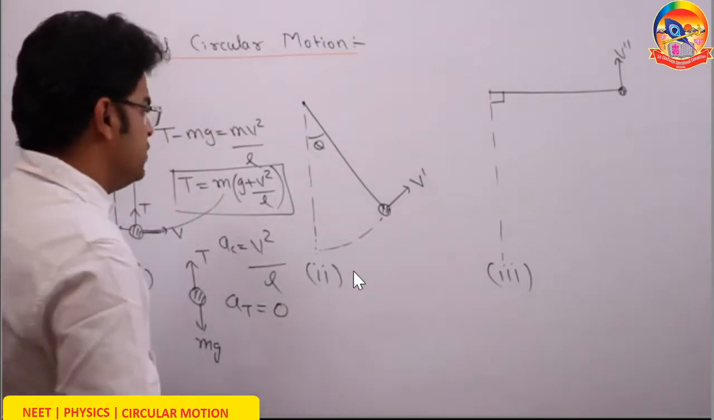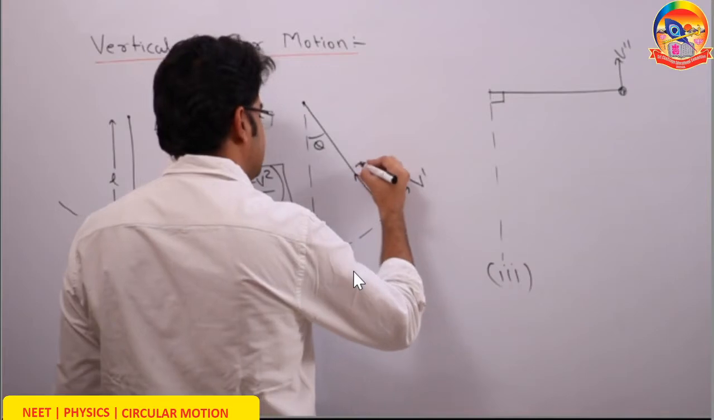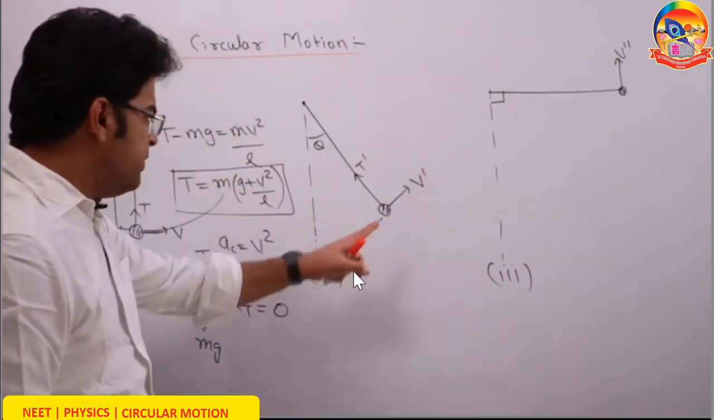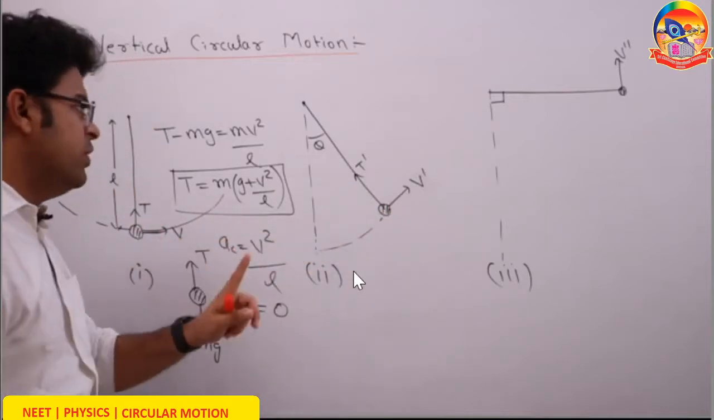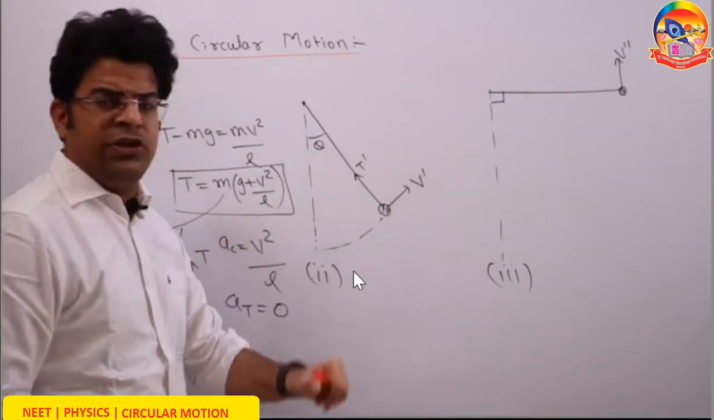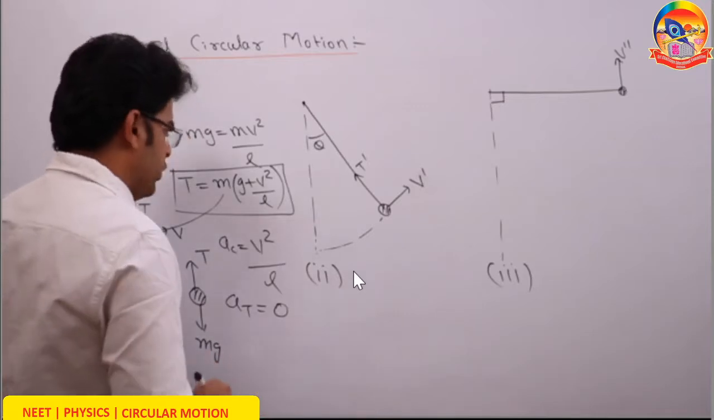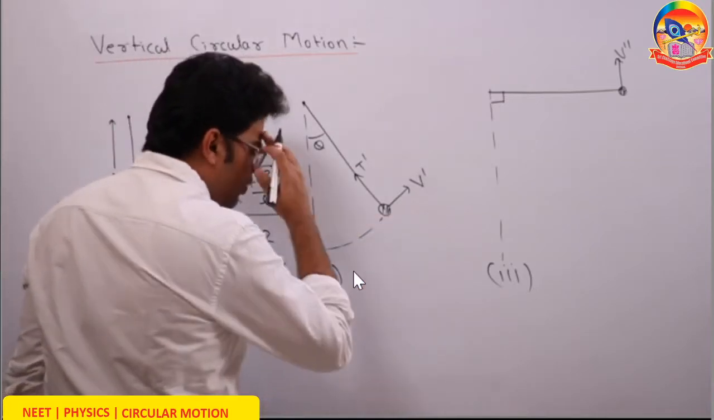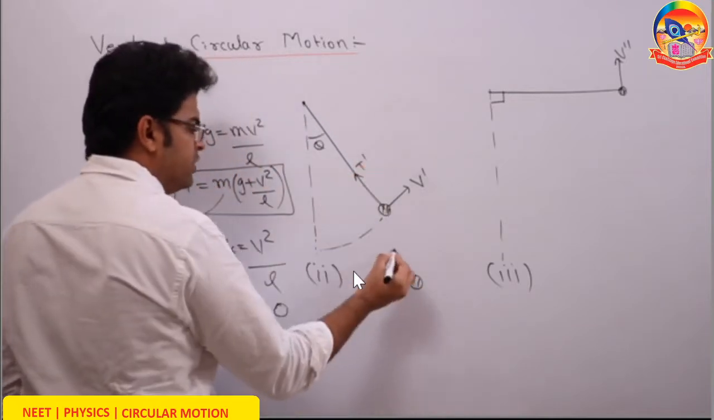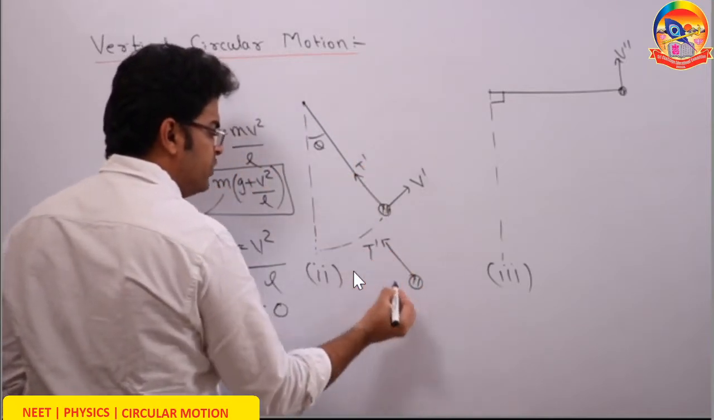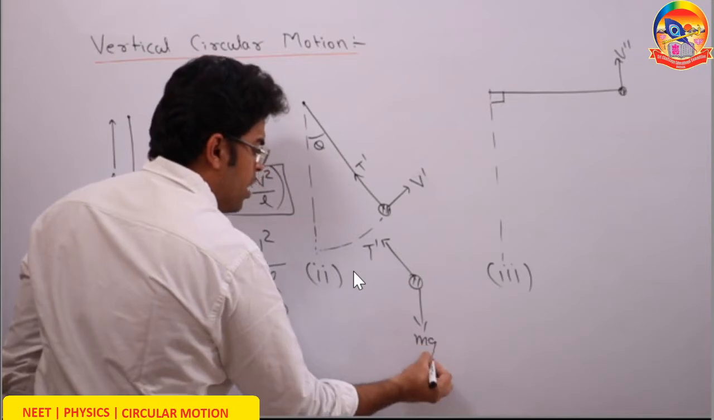Next case, now let's say the string makes some angle with the vertical. Now if you are asked what is the tension in the string at this position, let's call it T dash. This speed v dash has to be less than v. But what has to be the tension in the string here? How to find it? Think of the free body diagram of the bob right now. What are the forces acting on it? There is a force of tension, T dash, and there is a force of gravity.